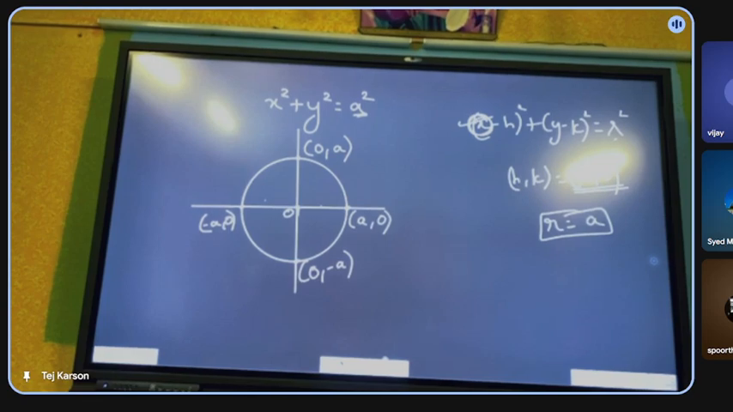But remember, A is always a number, yes or no? We don't know the number right now, but A is always a number because it's a radius. If I tell you to draw a circle of radius A, can you draw? If I ask you to draw a circle of radius 10 centimeters, can you draw? What is the answer for A in this case? 10. What is 10? Some kind of number.